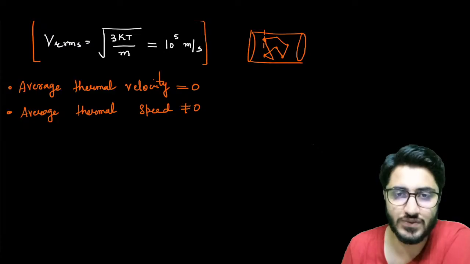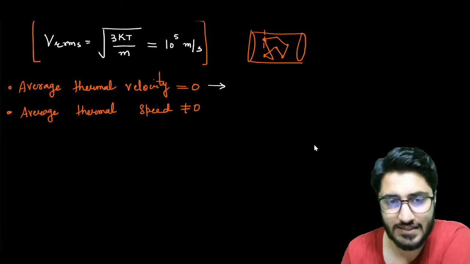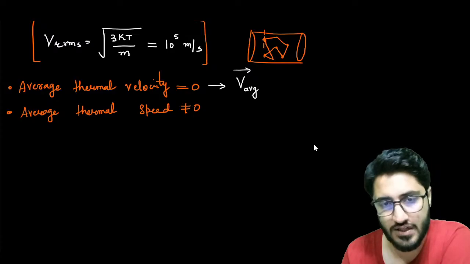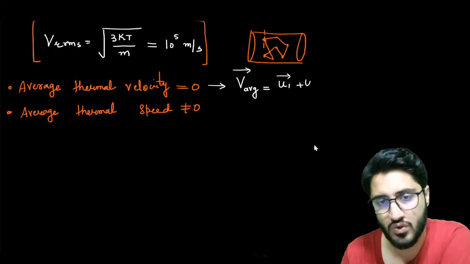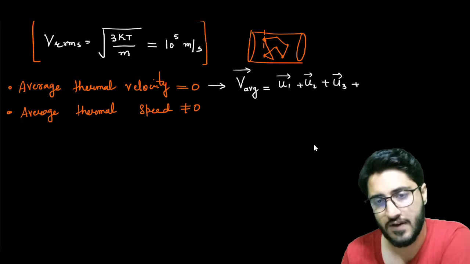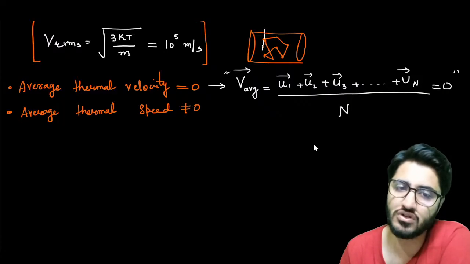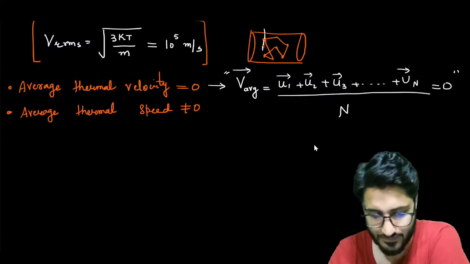I can write this as V average. Average velocity is equal to the summation of their velocities V1, V2 and so on, if n number of particles are present, whole divided by n. It comes out to be 0, and I told you the reason. Displacement would be 0, so velocity is 0. Easy or tough?